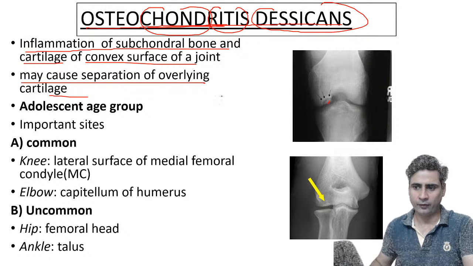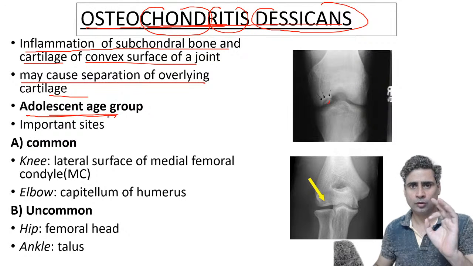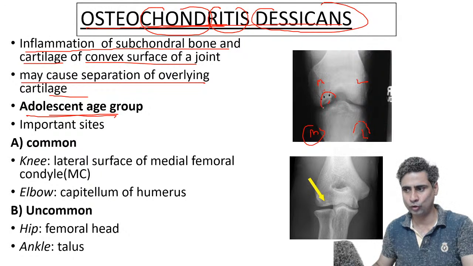And the most commonly affected age group is the adolescent period. The most common site for osteochondritis dissecans is the medial femoral condyle, this lateral part. So you can see this is the fibula. So this is lateral, this is medial. This is the medial femoral condyle, this is the lateral condyle. So this lateral part of the medial femoral condyle is the most common site for osteochondritis dissecans. The other common site is the capitellum of the humerus.